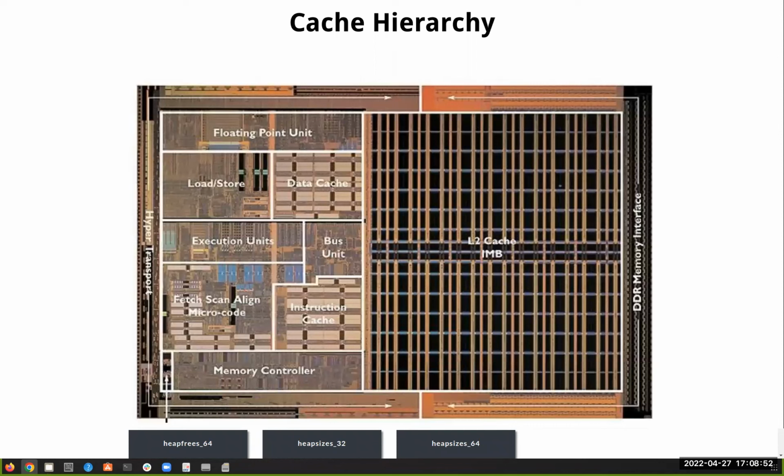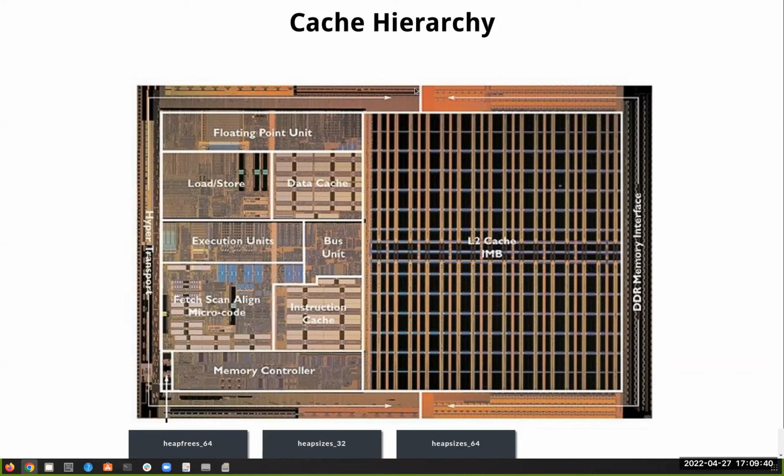So here I have a very old CPU footprint. I'm not sure what CPU this is, but let's see what we can find here. We have a floating point unit to do floating point calculations. So this looks like a RISC CPU because there are load and store modules, and there are execution modules, a bus unit, fetch, scan, alignment, microcode. Then we have a memory controller. So there could be the MMU on the CPU. So you can say this CPU is this big.